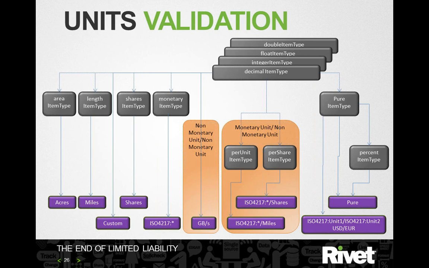There's a couple of others as well, like the per unit item type or the per share item type, and this is really a monetary unit, like US dollars, divided by a non-monetary unit, like shares or miles or whatever it may be. The per unit item type, you'll see a lot in the US GAAP taxonomy. This is used to express things like prices or other measures reflecting a monetary amount divided by something else. In this case, the example is ISO over miles, so this may be US dollars divided by miles, which might be a price per mile if you're renting a car or whatever.